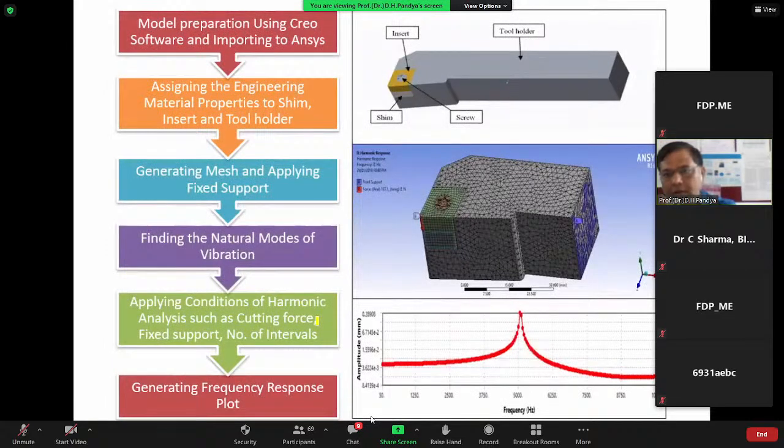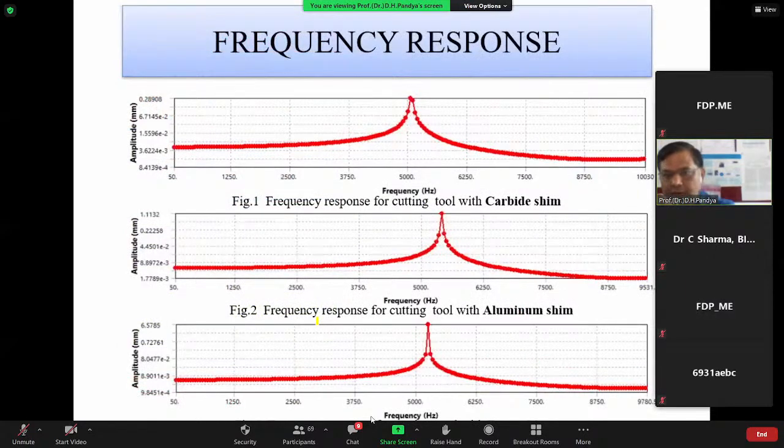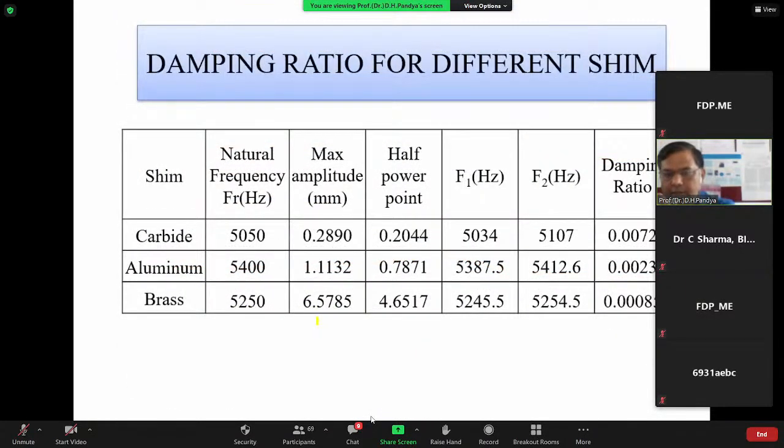With the harmonic motion analysis, we are getting its value, right? By making the model preparation in Creo, assigning the engineering material and all those things, boundary conditions are given. And then we are generating the harmonic analysis. So from that harmonic analysis, frequency responses are obtained. So ultimately, this work is for utilizing different seam materials.